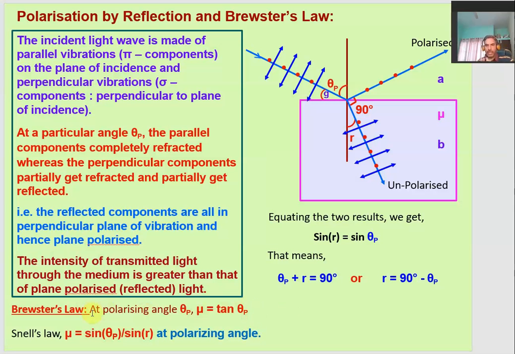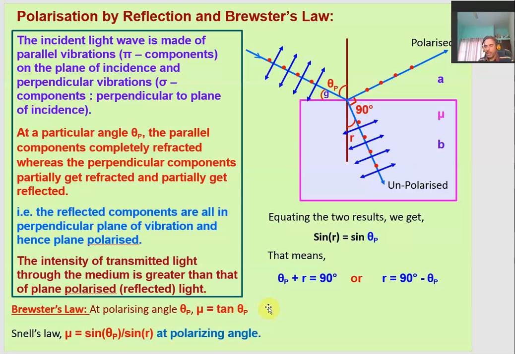When we are causing polarization by reflection, the angle of incidence can be changed. Then at some particular angle of incidence, called the polarizing angle, the reflected light wave is completely plane polarized. There is no component of the light which is unpolarized, and there will be no variation in planes other than those parallel to the surface. In that situation, the refractive index of the medium is given by the tangent of the polarizing angle theta p. So this is Brewster's law.